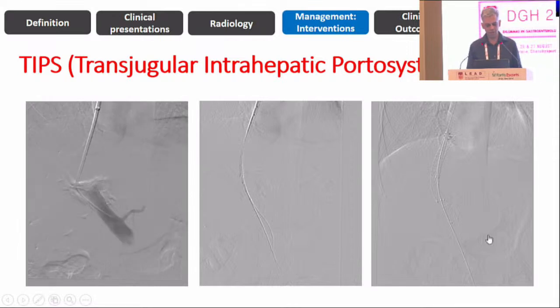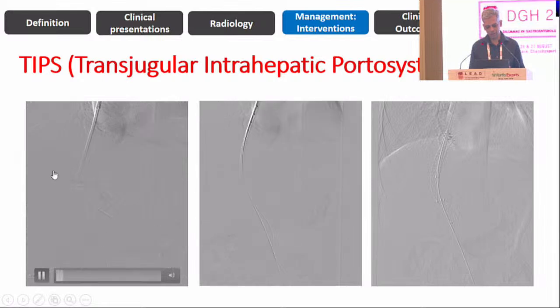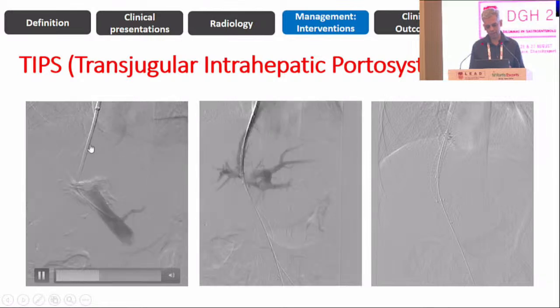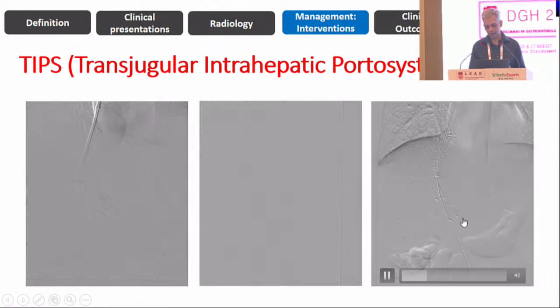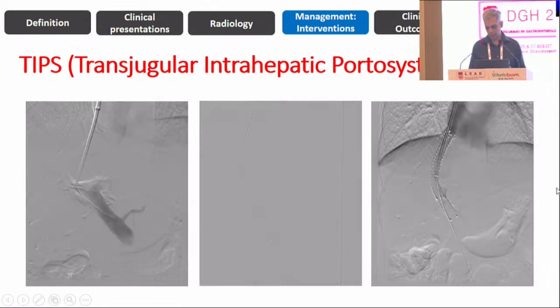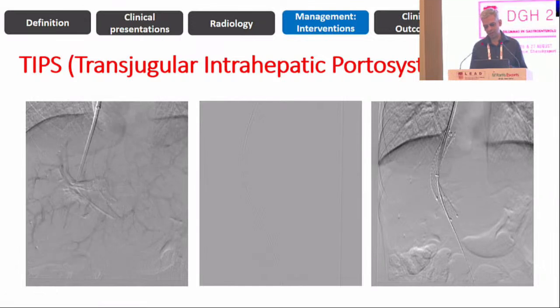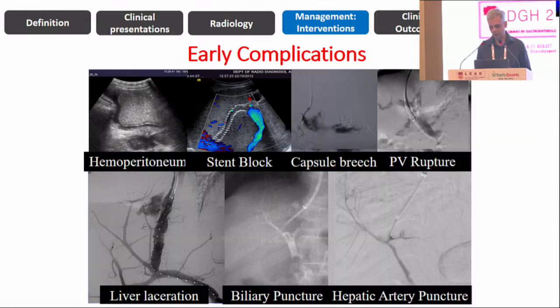TIPS is another modality, TIPS or DIPS, when the hepatic veins are not seen, where you put in a stent across from the hepatic veins to the portal vein and help restore the blood flow. And this is another way to manage a diffuse or a long segment block.